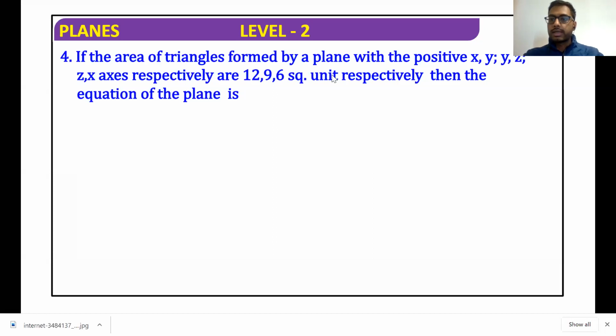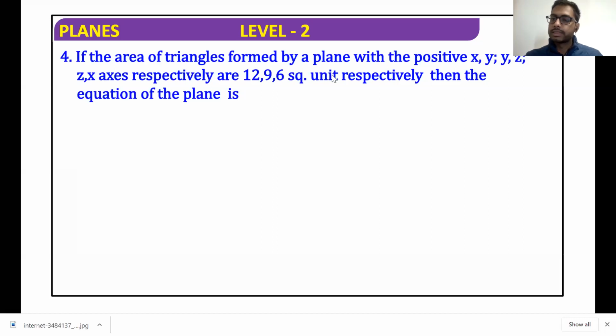The three conditions that are given are the plane cuts the xy, yz and zx planes to form areas of triangles 12, 9 and 6. If a plane cuts the axes, let the x intercept be A, y intercept be B and z intercept be C. Then area of triangle in the xy plane would be half into base into height. Base would be your x intercept, which is A, and height would be your y intercept, which is B. Therefore, area of triangle formed in xy plane would be half AB.